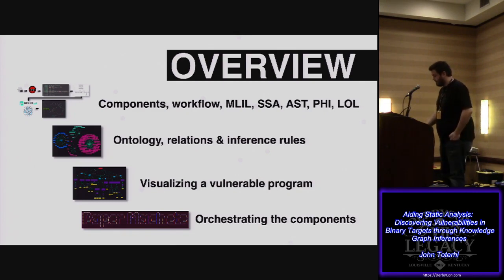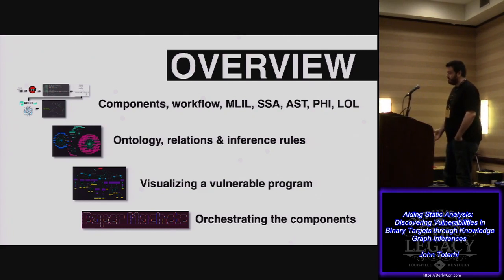We're going to talk about visualizing a vulnerable program, so I'll show you what one actually looks like, and we'll take a look at assembly code, so bear with me if you don't like x86. And then we're going to talk about orchestrating components. I put a bunch of code on GitHub just a minute ago called Paper Machete. Paper Machete is really just an orchestration framework for all the stuff that I'm talking about.